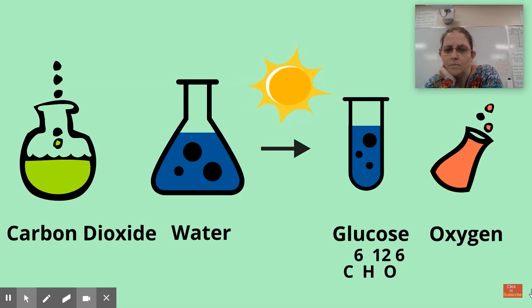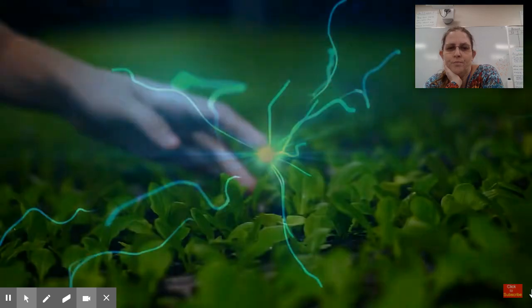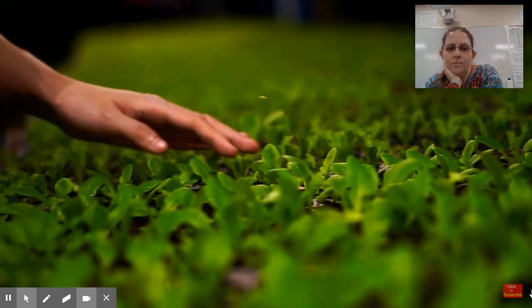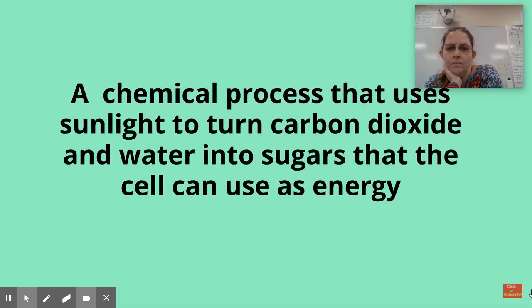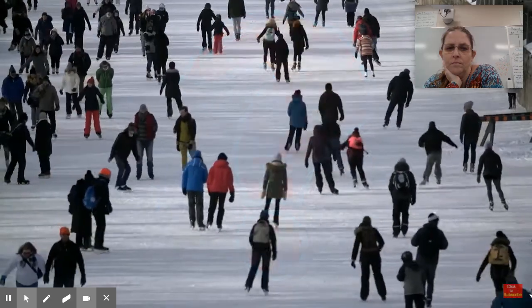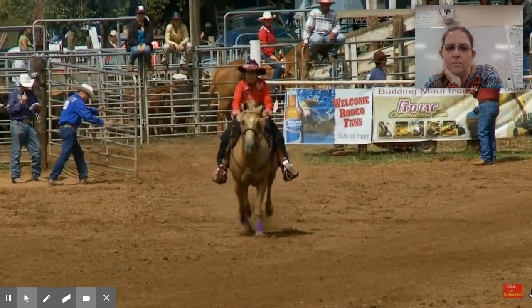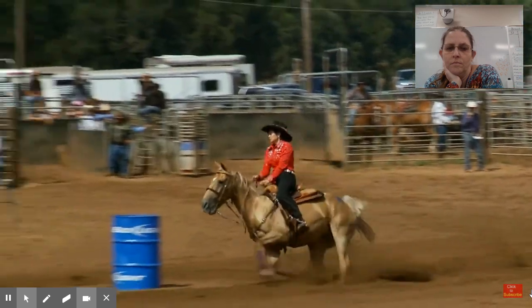Sugar created in the chemical reaction called photosynthesis is used by the plant to create energy. You could define photosynthesis as the process by which plants and other organisms make food. It is a chemical process that uses sunlight to turn carbon dioxide and water into sugars that the cell can use as energy. Now, why is cellular respiration important? It's important because living organisms, including plants, generate energy for their daily activities using cellular respiration.